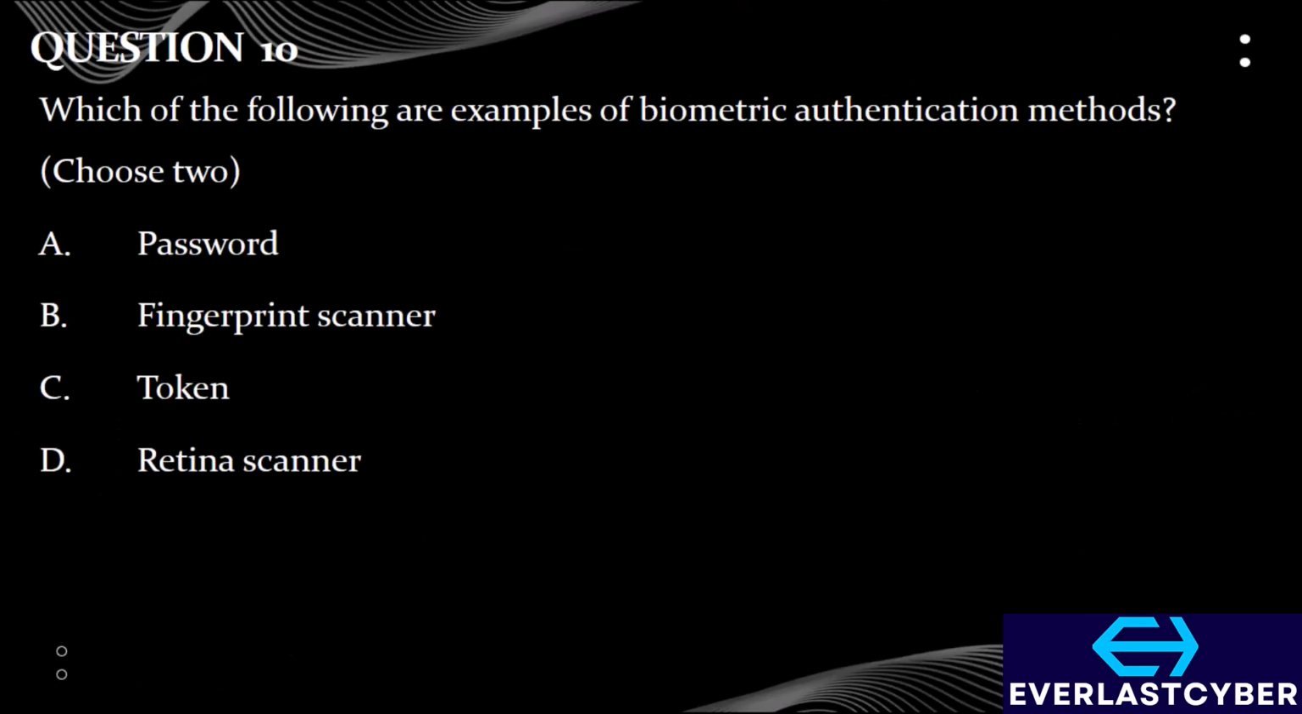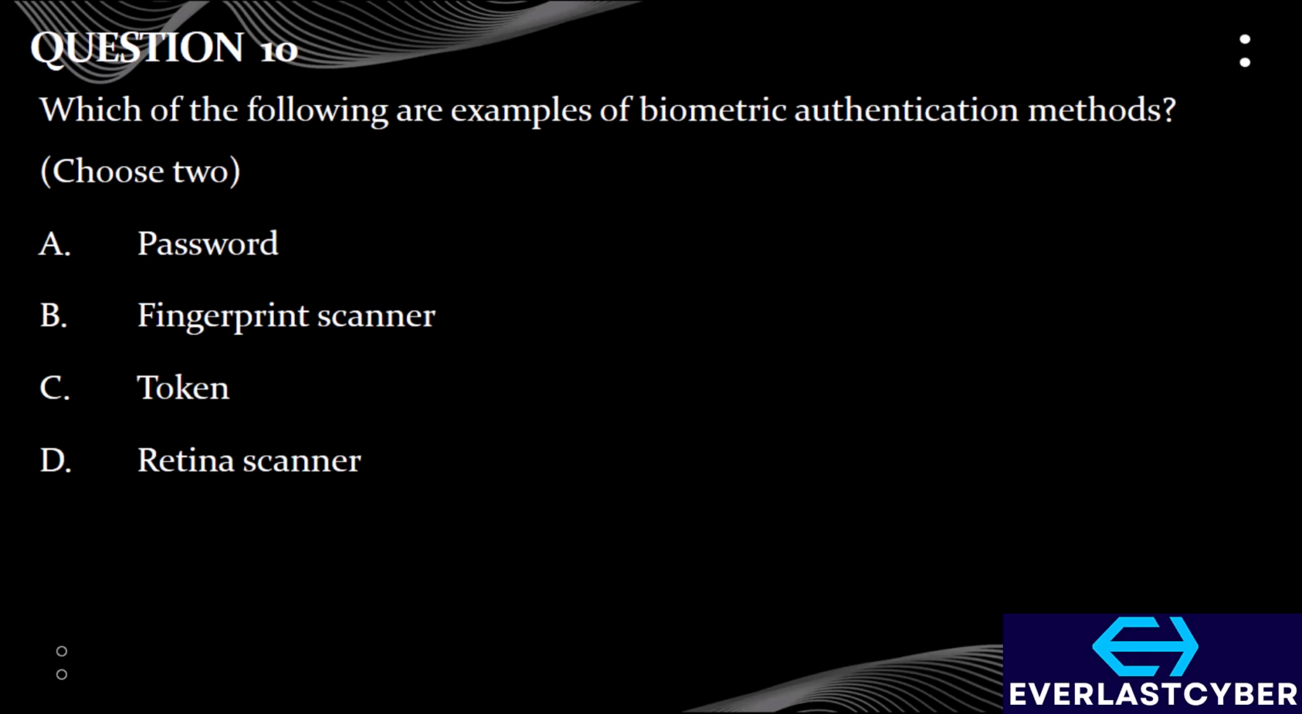Question 10. Which of the following are examples of biometric authentication methods? We'll be choosing two answers here. Option A, password. B, fingerprint scanner. C, token. D, retina scanner.